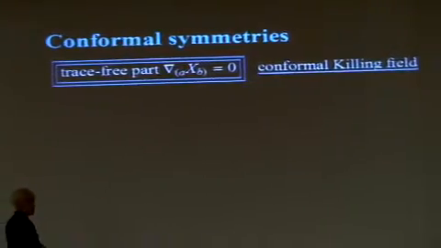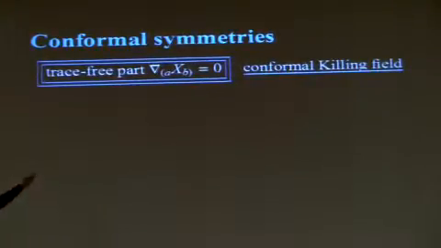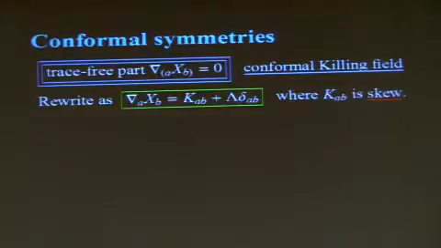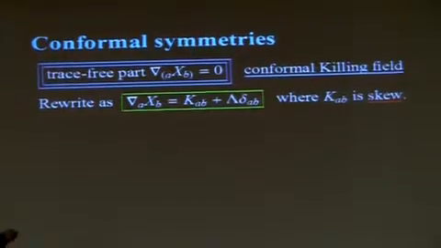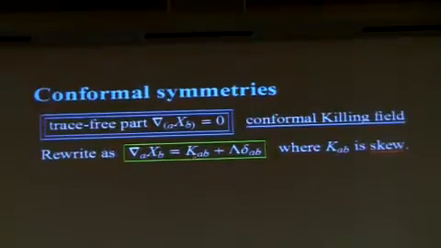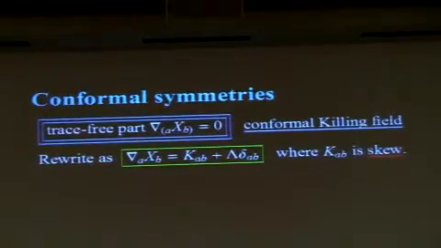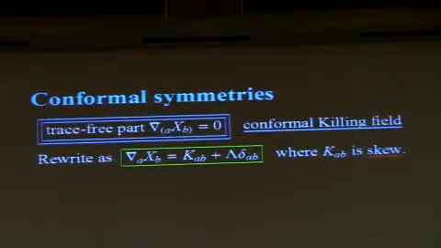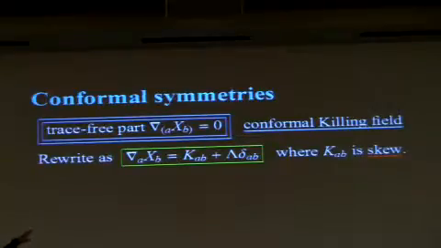Okay, you can just take my word for it, but this is the sort of natural thing that you would expect. So when you rewrite it, you've got a K as before, but then you've got something which is just a multiple of the metric. That's exactly just rewriting what the conformal Killing equation actually is.